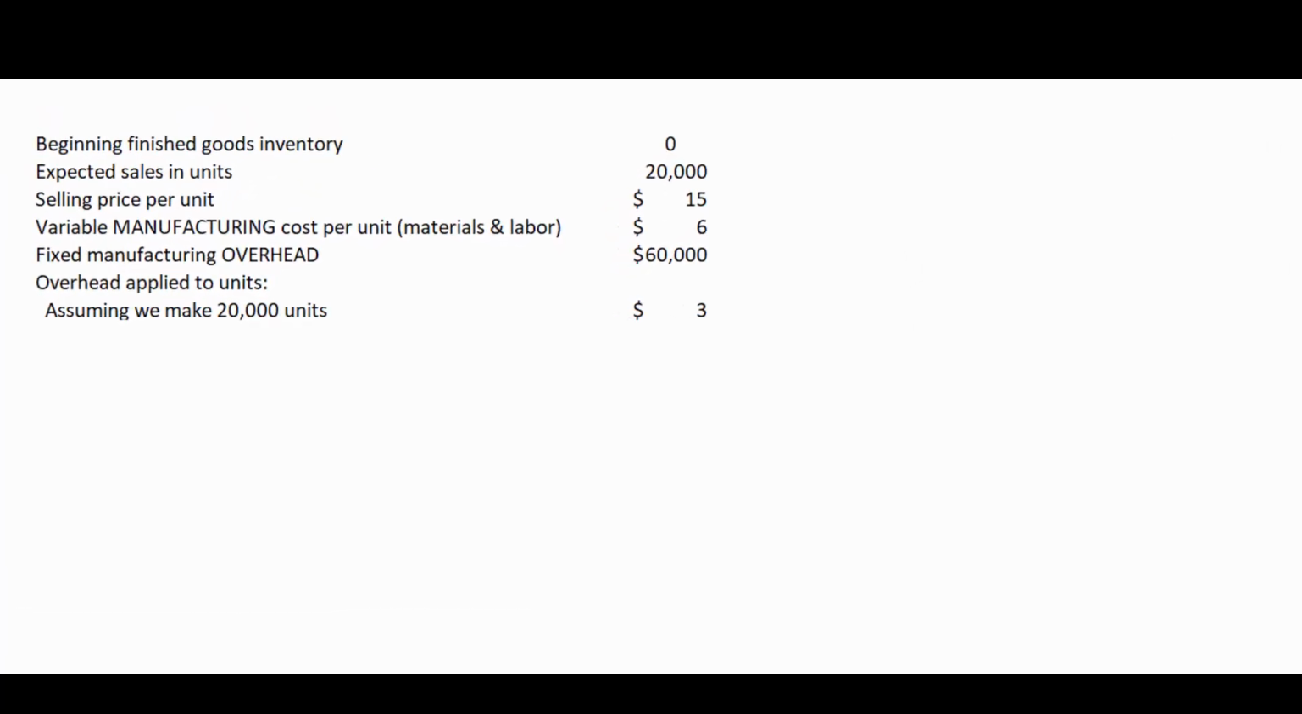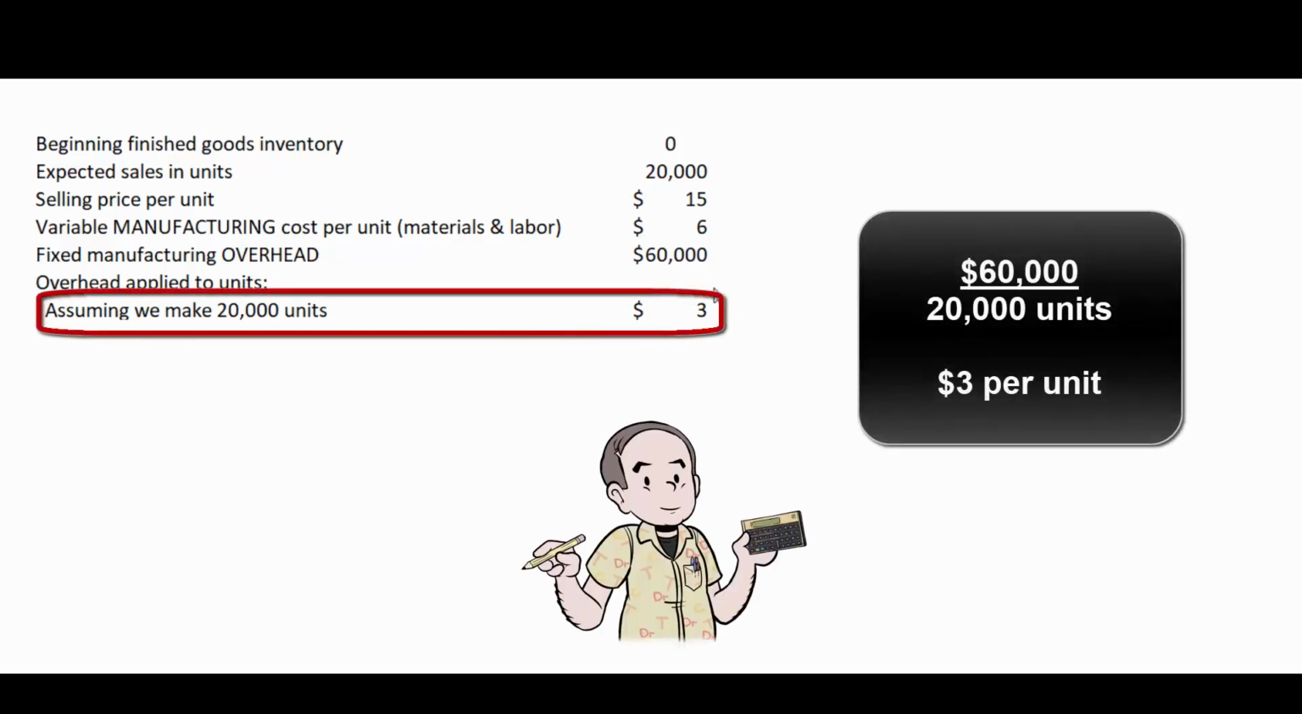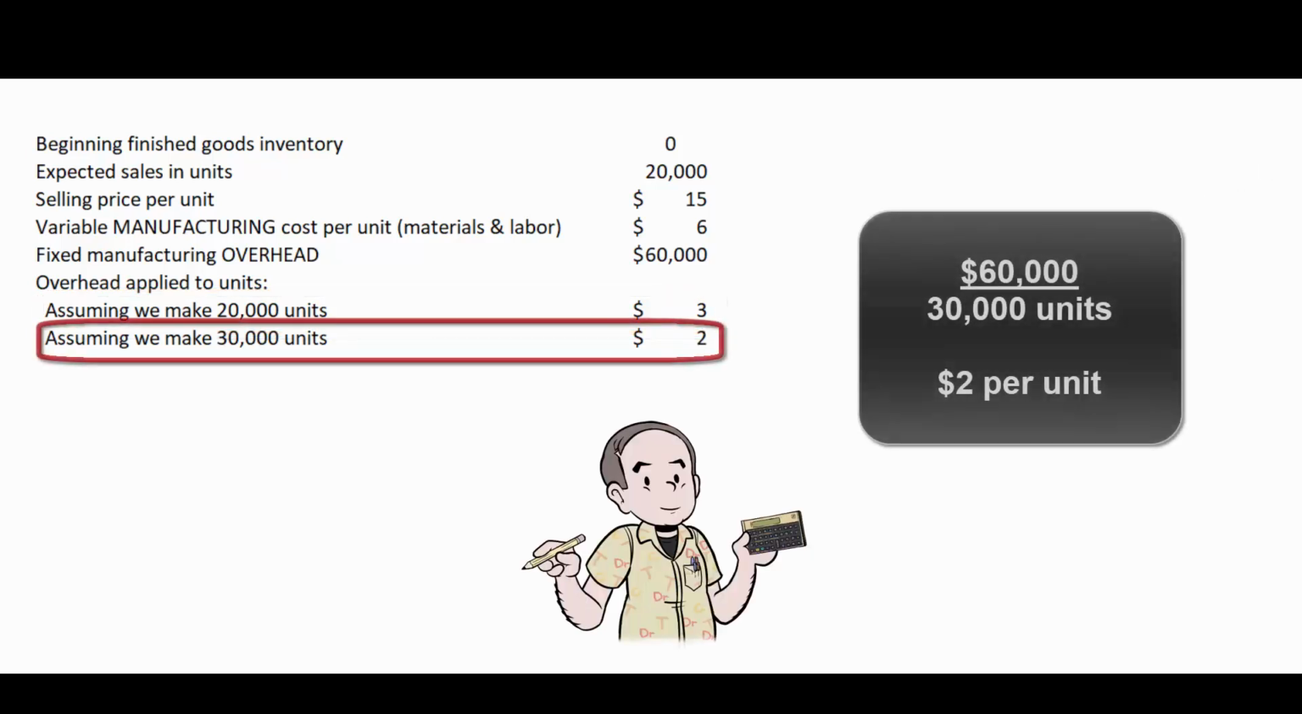Remember, we plan on selling 20,000 units. If we make those 20,000 units only, and we divide that fixed manufacturing overhead evenly among those 20,000 units, each unit is going to absorb $3 worth of fixed overhead. However, if we make an extra 10,000 units, now we're making a total of 30,000 units. Since we're making 30,000 units and there's $60,000 worth of overhead, each unit is going to absorb $2 worth of overhead.